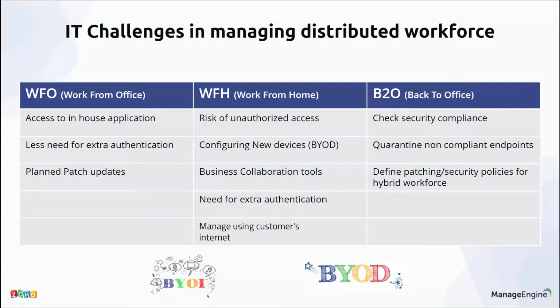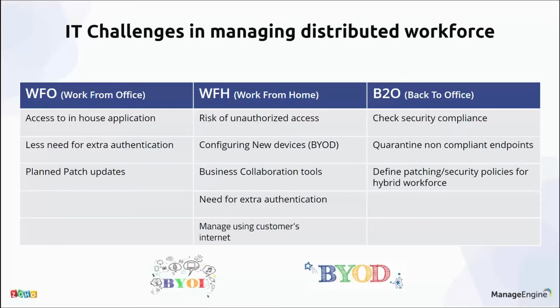When the user is working from office, they have access to all their in-house applications, and you can plan your updates. Everything will be going on in a planned manner. When it comes to work from home users, there are so many things that come to an administrator's mind. The first important thing is accessing unauthorized applications or unauthorized tools. You might need extra authentication, like two-factor authentication or SAML authentication. If it's a BYOD device, then you might want to look at what kind of documents or what kind of applications I'm distributing to these end users.